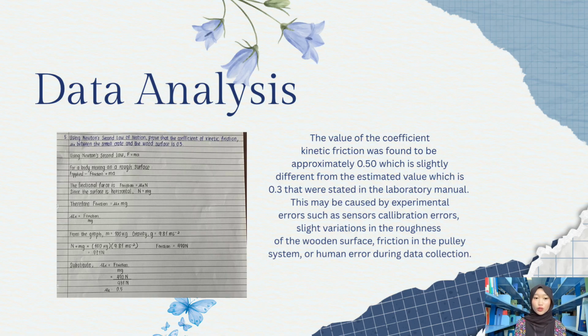The value of the coefficient of kinetic friction, which was in question 5, was found to be approximately 0.50, which is slightly different from the estimated value, which is 0.3, that was stated in the laboratory manual. This may be caused by experimental error, such as sensor calibration error, slight variation in the roughness of the wooden surface, friction in the pulley system, or human error during data collection.